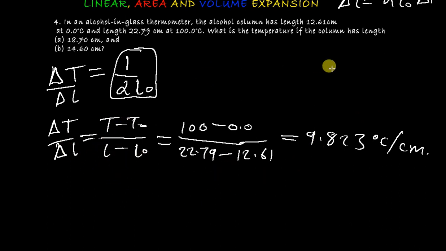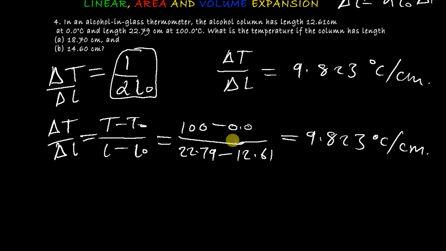So in other words, what we've just found is the ratio of the temperature to the length, which is 9.823 degrees Celsius per centimeter. So this is what we found. So from there, let us now find the temperature if the column has the length 18. So how do you do that?